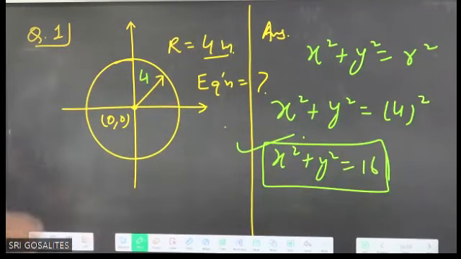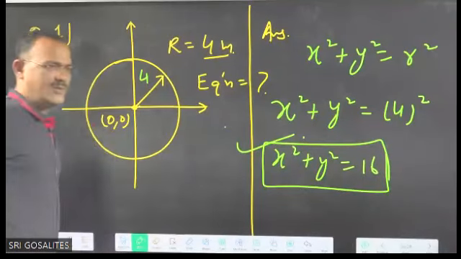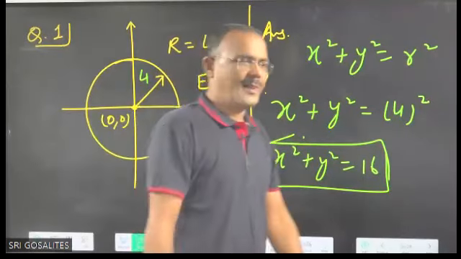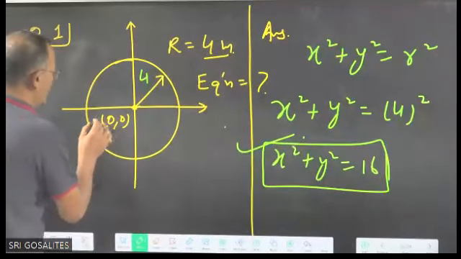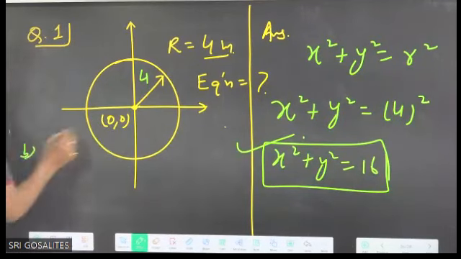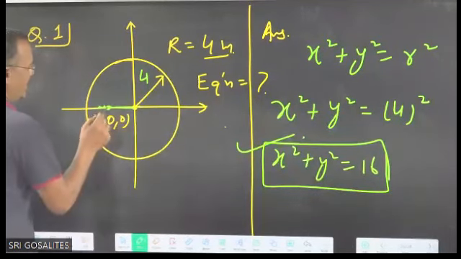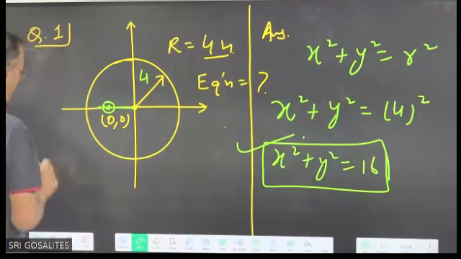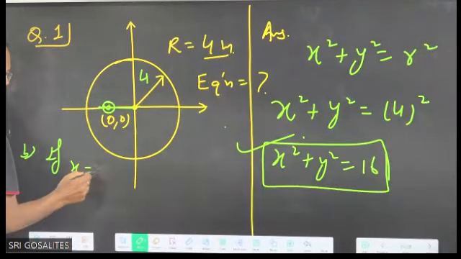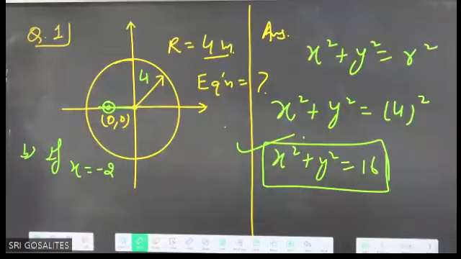Copy this. What does it mean actually now? See, being a circle, if I ask you the B part, if I have some coordinate here, when x equals -2, find y.